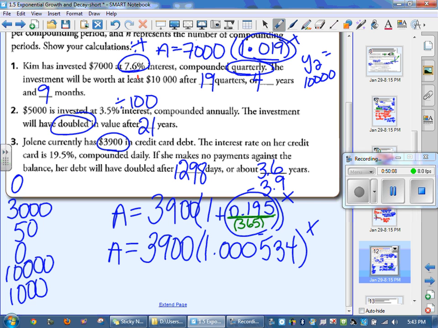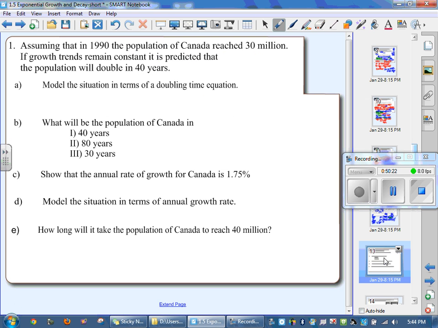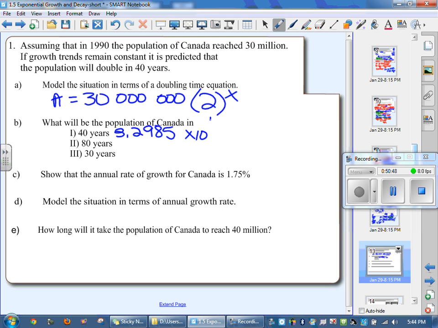On number 1, a, you're going to have an equation of a equals 30 million times 2 exponent x. D, how much is it in 40 years? Well, when you actually type it in, you're going to get 3.2985 times 10 exponent 19. 80 years, 3.627 times 10 exponent 31. And 30 years, 3.22122. And remember, those are run on decimals. Okay, times 10 to the 16. I'm just showing about 3 or 4 decimals there.